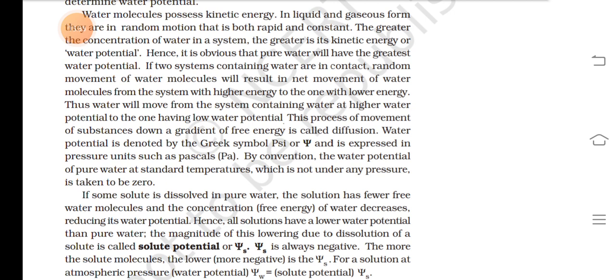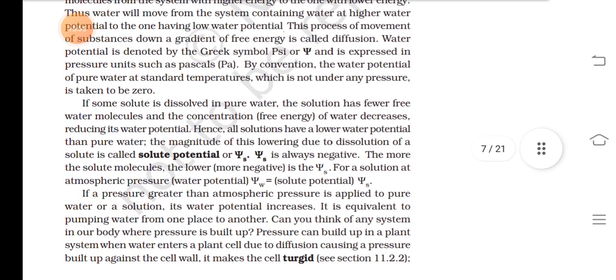Water potential is denoted by the Greek symbol psi and is expressed in pressure units such as Pascal. By convention, the water potential of pure water at standard temperature, which is not under any pressure, is taken to be zero. If some solute is dissolved in pure water, the solution has fewer free water molecules and the concentration of free water decreases, reducing its water potential. Hence, all solutions have a lower water potential than pure water.